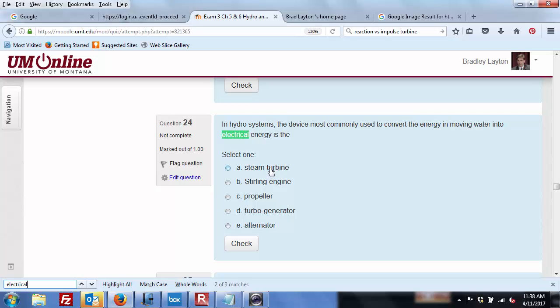In the Stirling engine, also you've got a heat cycle. A propeller is something that's moving a boat, so that's not it. Turbo generator, well, that's a pretty good guess because that's what you're trying to do, generate electricity. And the alternator, gosh, what's that? That's just typically something you think of in an automobile. And it is converting rotational energy into electrical energy, but the turbo generator.